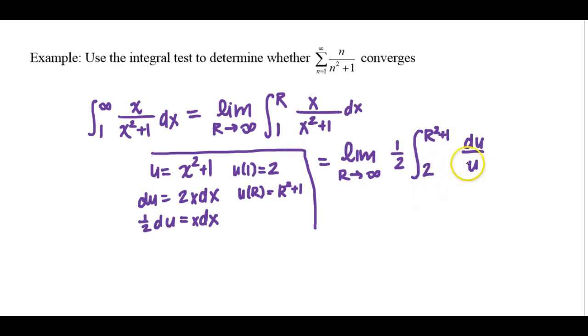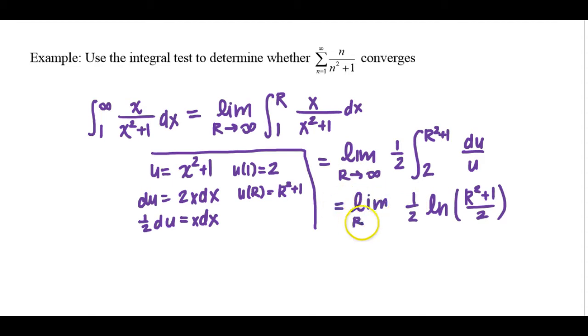Alright, so now this has a nice antiderivative at least. This is the natural log of the top limit of integration over the bottom limit of integration. So we have r squared plus 1 over 2, and with the 1/2 in front. And we're evaluating this limit as r approaches infinity.